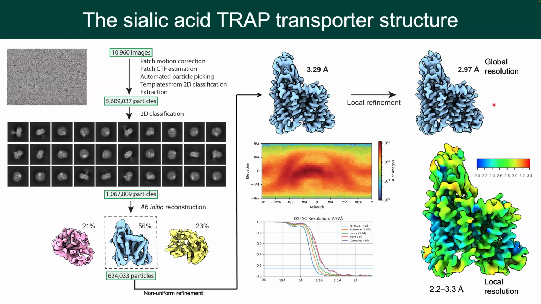And then going through the processing, we end up with roughly a 3 angstrom structure. And that was really exciting. To see the local resolution in the inside is down to 2.2 angstroms resolution. We could model virtually all of the TRAP. We could see almost all of the side chains, and we could see some other features that I'll talk about in a second. That gave us a good sense of how these TRAPs work.